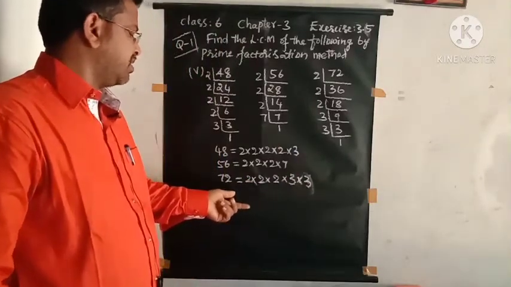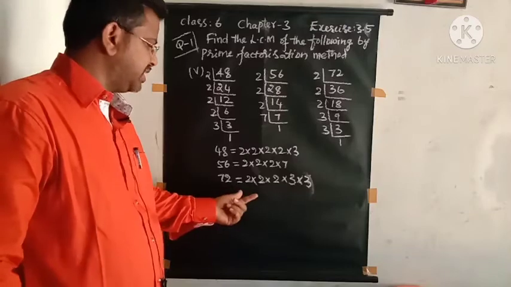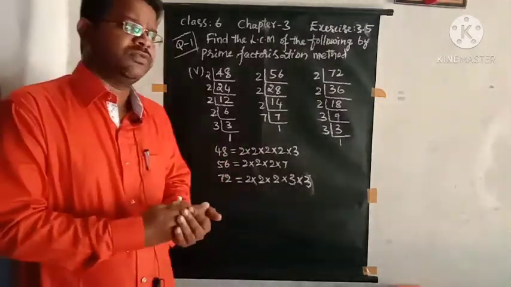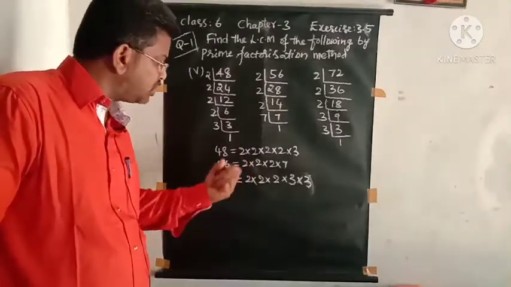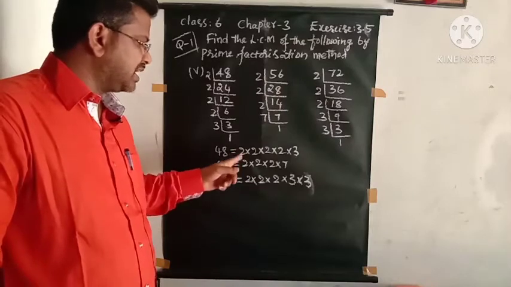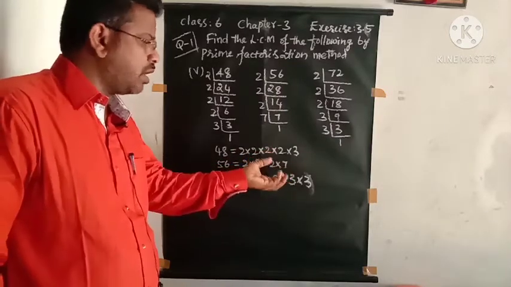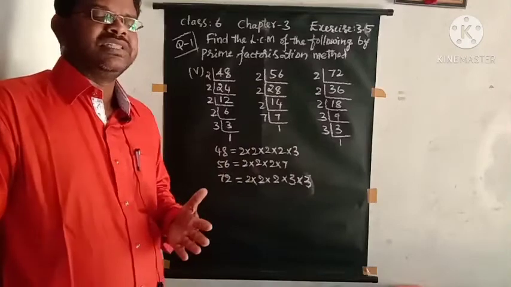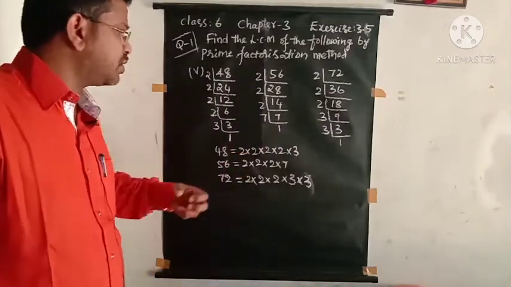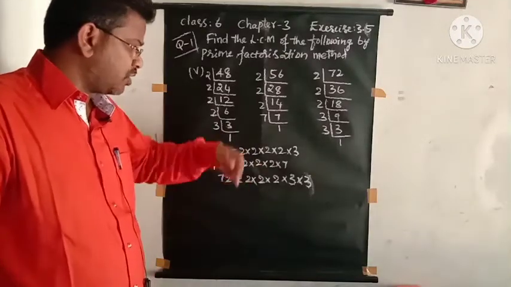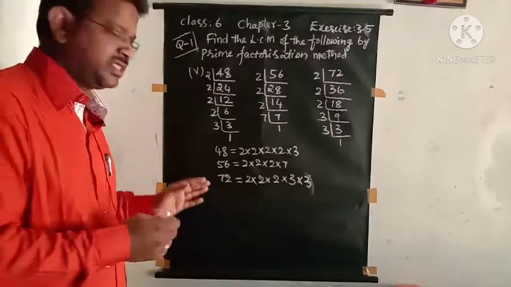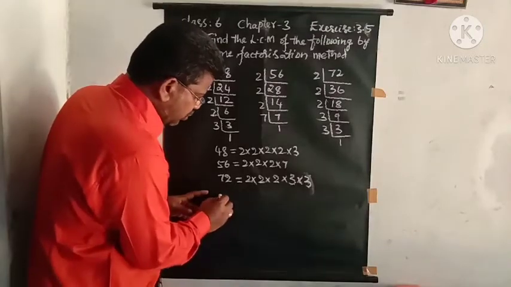Finding HCF and LCM, up to here it is the same. For finding the HCF, we pick out all the common factors, and their product is the HCF of the given numbers. But here for the LCM, we pick out all the common factors and uncommon factors, then we multiply the common and uncommon factors. Now, what are the common factors?